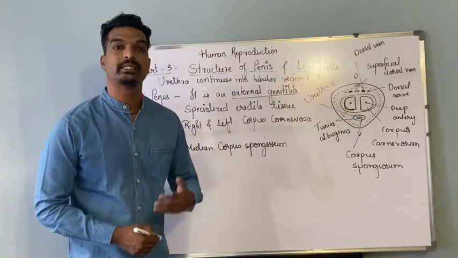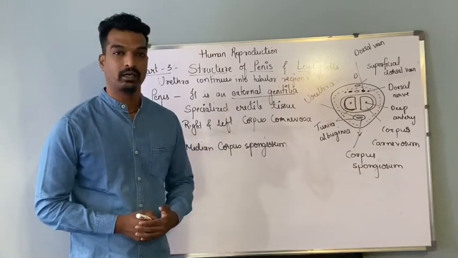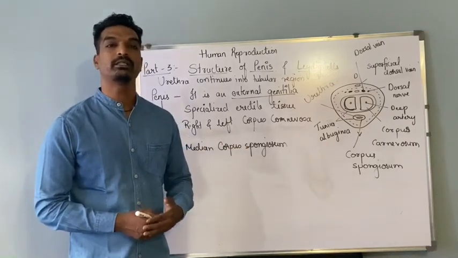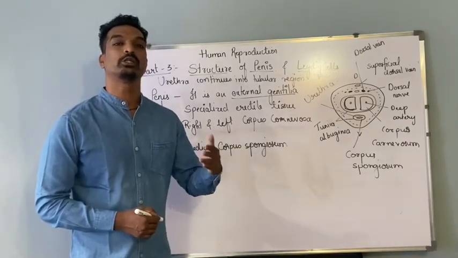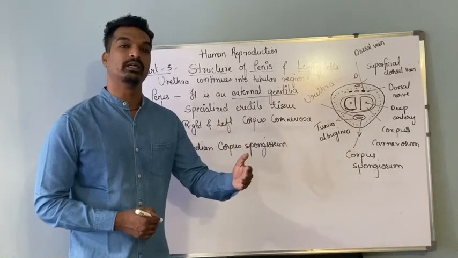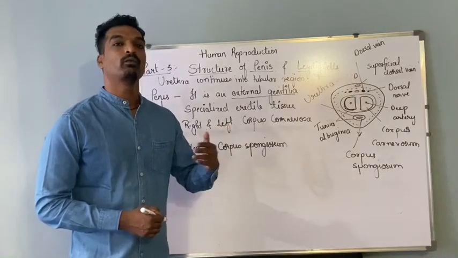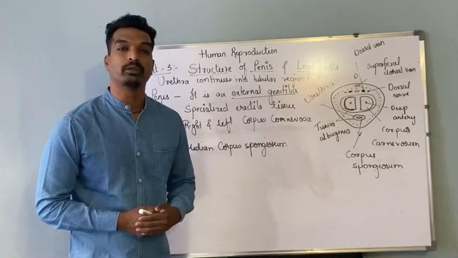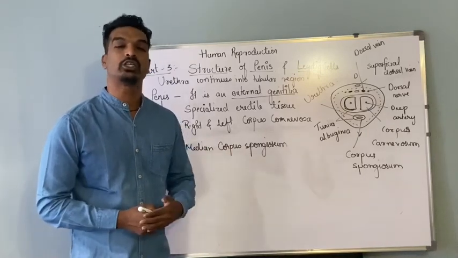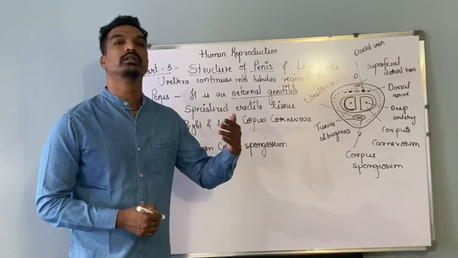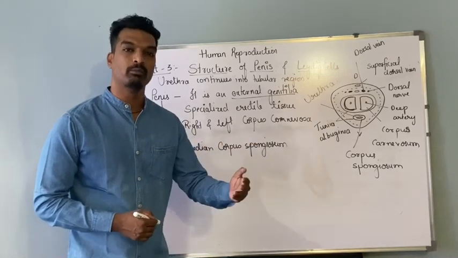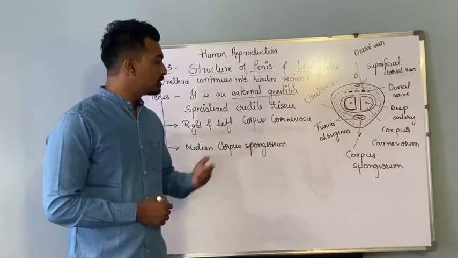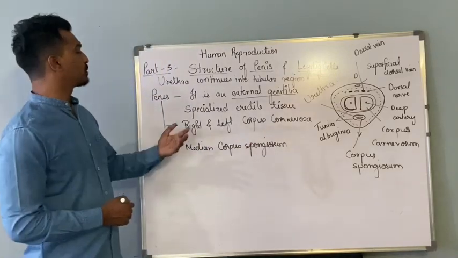The penis is the external genitalia. It's a copulatory organ, meaning it is involved in sexual intercourse with the females. And what does the penis do? It releases the sperms, a process called insemination, into the female's reproductive tract. So let us study some details about the structure of the penis.